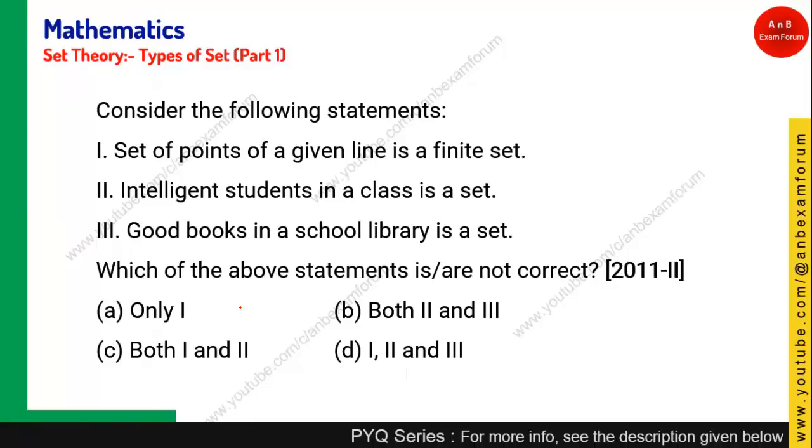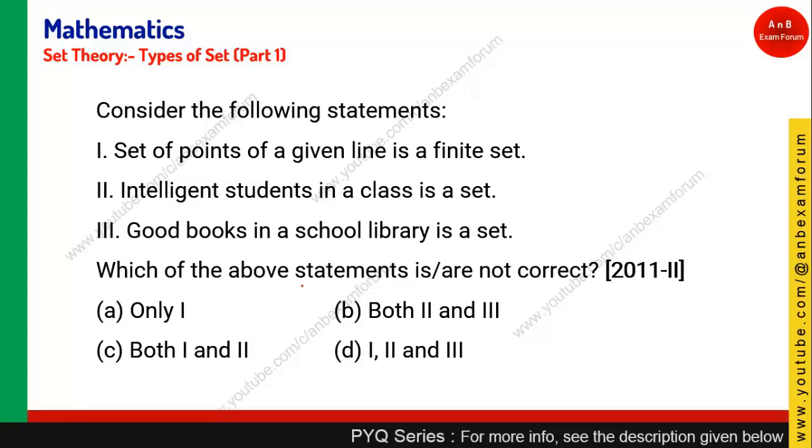So coming to the first question, and your time starts now. Let's see who can give the answer. Consider the following statements. Set of points on a given line is a finite set. Intelligent students in a class is a set. Good books in a school library is a set. Which one of the following is or are not correct? This question was asked in, I think, CDS and AFCAT, and basically there are certain statements regarding sets. So you should tell which of the following is not correct.